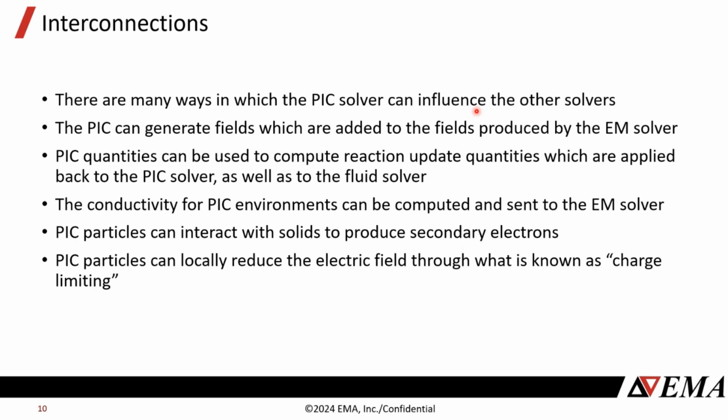Similarly to this, they can also locally reduce the electric field through what is known as charge limiting, where at a sufficiently high density, the charges will shield the potential and prevent it from propagating further into the plasma. And then also, the PIC particles can interact with solids to produce secondary electrons.